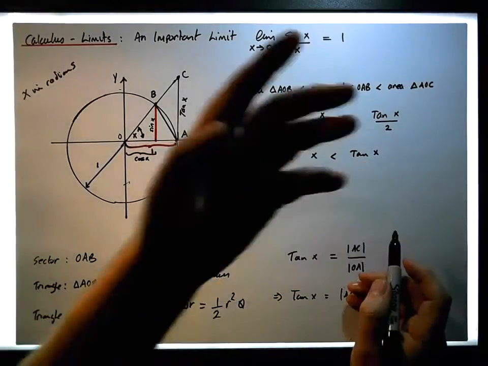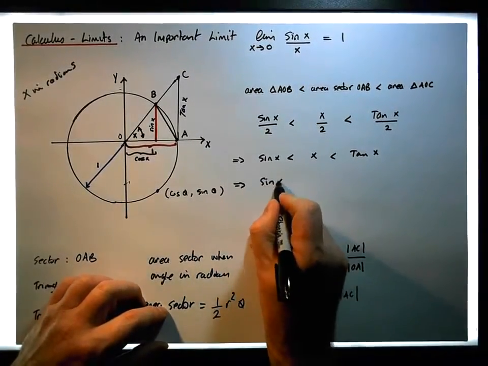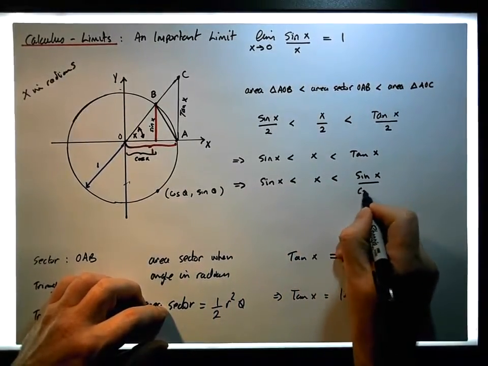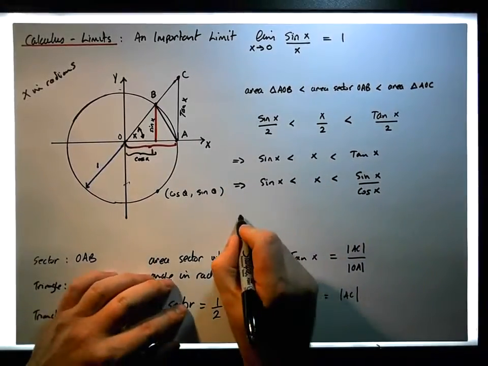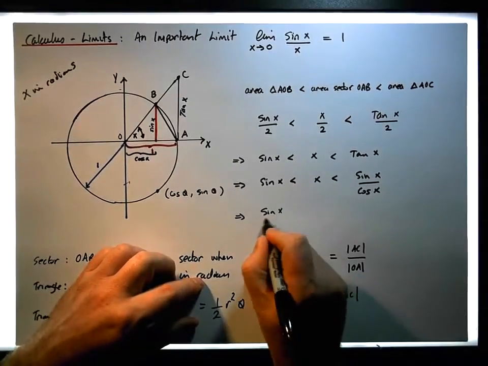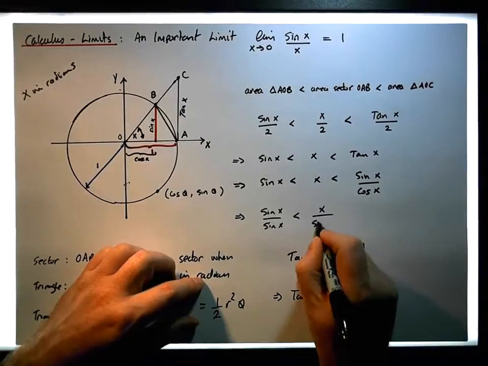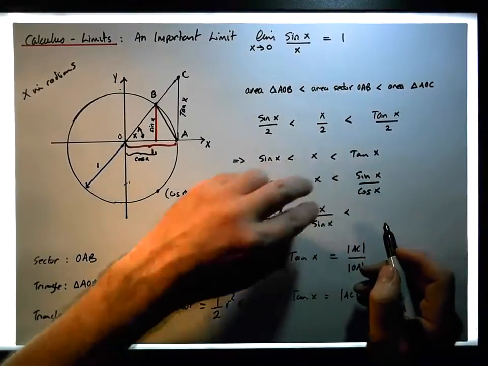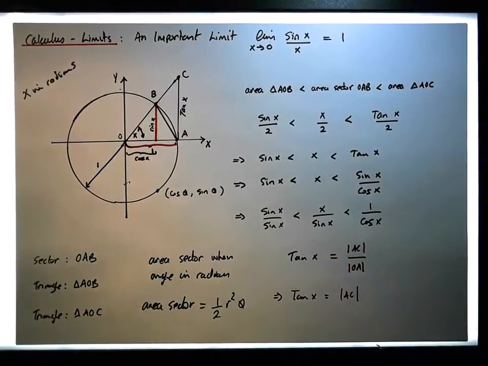Defining tan x in terms of sines and cosines, this implies that sine x is less than x is less than sine x over cos x. Dividing across by sine x, well then this implies that sine x over sine x is less than x over sine x, which is less than, well, this is divided by sine x, which just leaves us with 1 over cos x, okay?